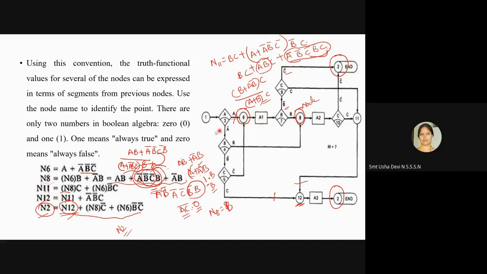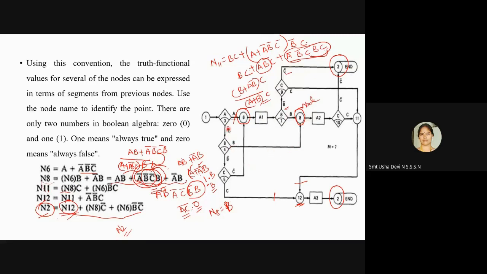N6B. And in between there is no other value here. N6B. Okay. And next, what is the other path for this 8? There is another path, right?